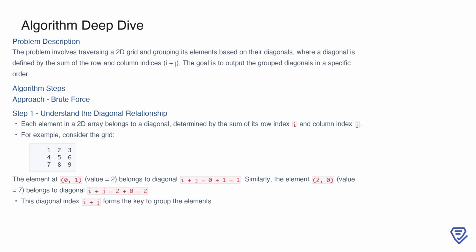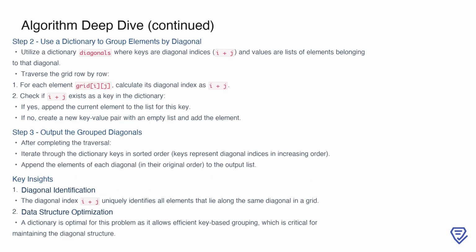Understanding this relationship is the first step in approaching the problem. With this diagonal identification, we can proceed to structure a solution that leverages this property to group and output the diagonals in the desired order. Once we understand how diagonal indices work, we can use a dictionary to group elements by their respective diagonals. The keys in this dictionary are the diagonal indices, i plus j, and the values are lists of elements belonging to those diagonals. To build this dictionary, we traverse the grid row by row.